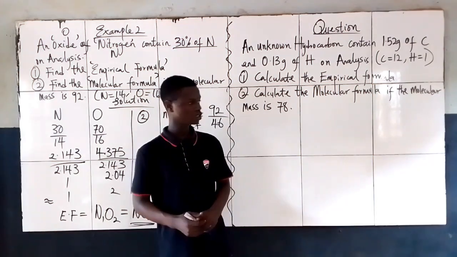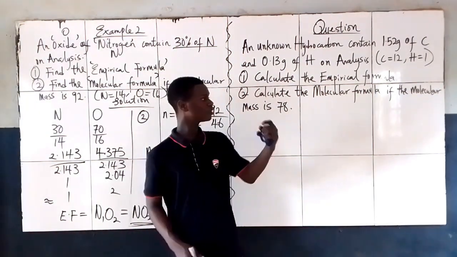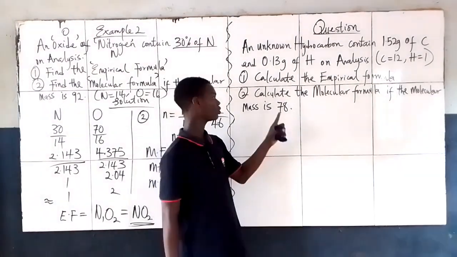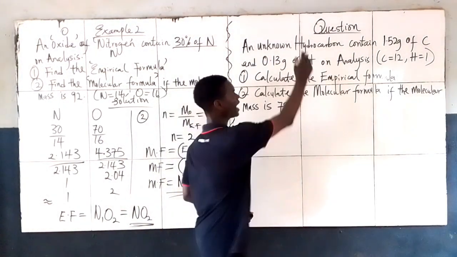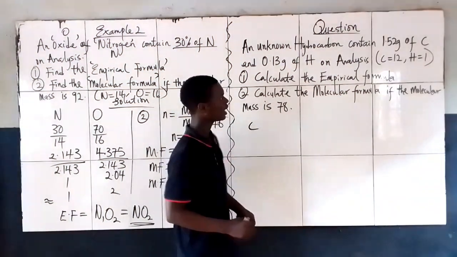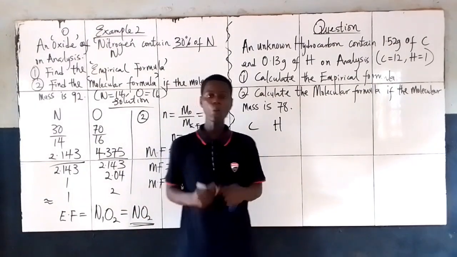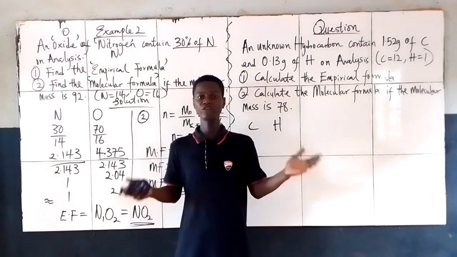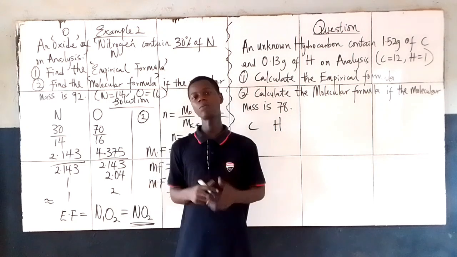The next question is for you to calculate the molecular formula if the molecular mass is 78. Okay? Now the word hydrocarbon shows us that there's carbon in this compound and there's also hydrogen in this compound. So do work this question out and feel free to let me know what you think the answer to this question is in the comment section.